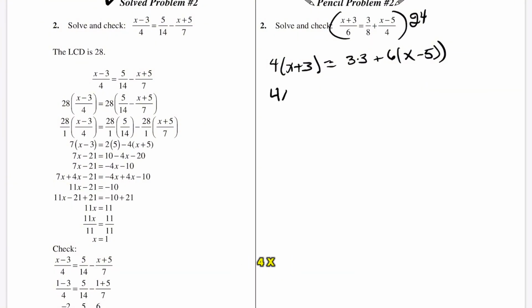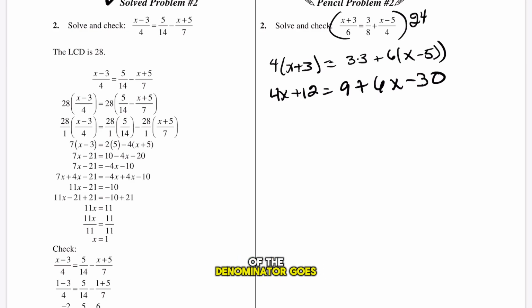So this would be 4x plus 12 equals 9 equals 6. Nope, not equals. Go back. Plus 6x minus 30. And then you just solve it like a regular equation. And you're done. All of the denominator goes away. So, well, if I bring the 6x over, I'm going to get negative 2x, which I don't really like. But on the other side, I need to subtract 12 and then leave everything else the same. So I subtracted from the left side and I end up with negative 2x.